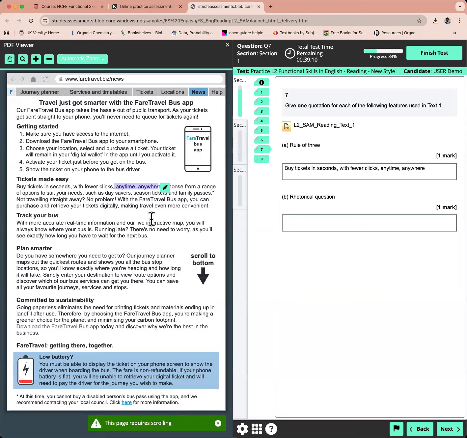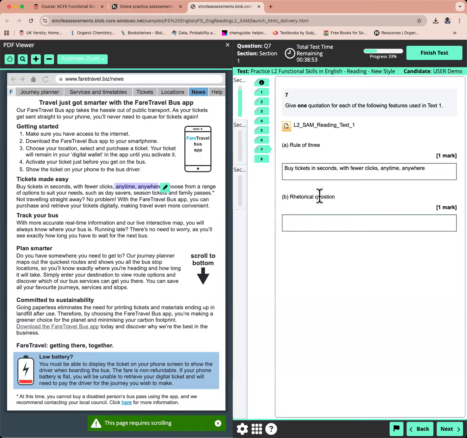So this is an example of rule of three. That means it is going to say that finding something is going to be easier, and that is where the writer is going to emphasize by using three advantages, or disadvantages, of a particular type of text.